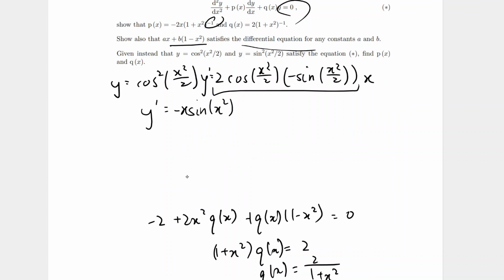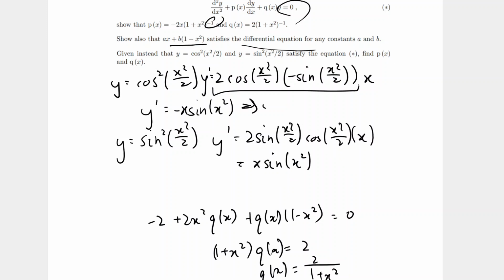Now let's do the same for the sine squared. Again, I did my bad habit again. y prime equals 2 times sine of that times cosine of that. And again, by the chain rule, I need the x behind. So this is essentially x times sine x squared by the same logic. So now you realize that these two expressions are just the negation of each other.